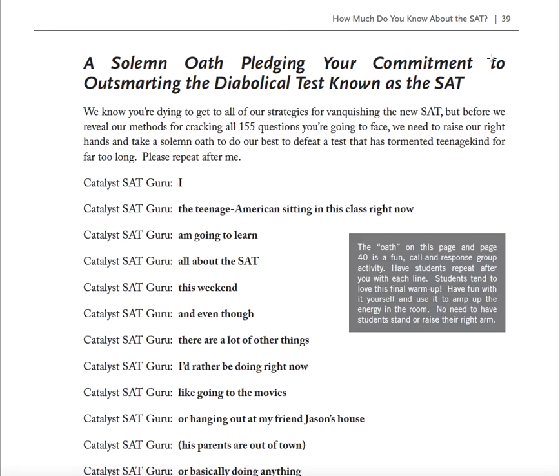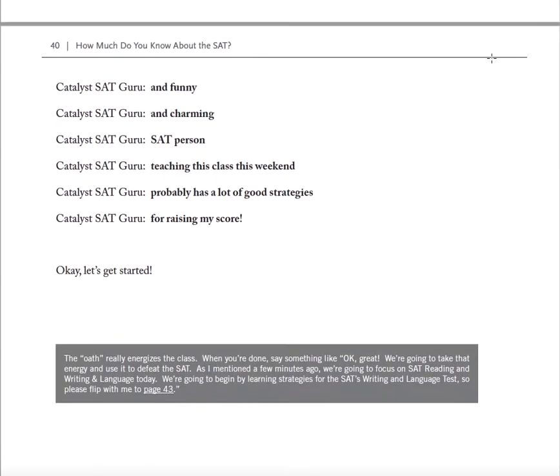And the rhythm for this is you can say, so before we dive in here and we start learning strategies for all the types of questions, today we're going to do writing and language and reading. Tomorrow we're going to do math and the optional essay. Before we do all that, I want you guys to repeat after me. We're going to take a pledge together, and we're going to vow our commitment to outsmarting, as it says here, the diabolical test known as the SAT. And this is a call and response activity. So you're going to say I, and then you're going to pause, and your students will say I in unison, and then you'll say the teenage American sitting in this class right now, and then they'll say the teenage American sitting in this class right now, and so forth and so on, all the way until the end here on page 40.